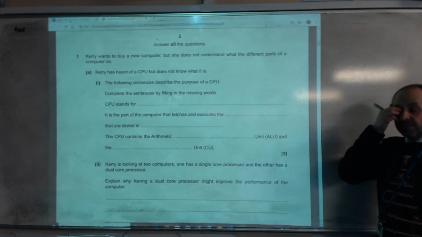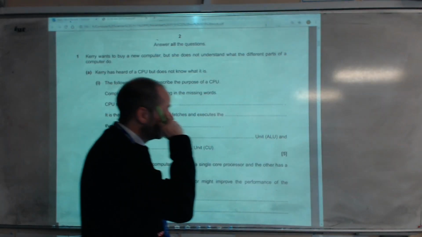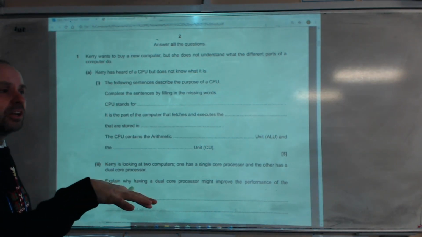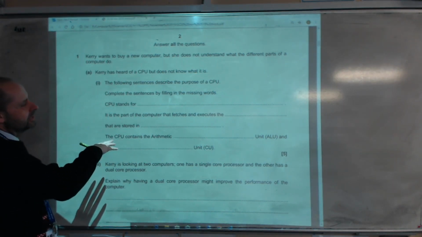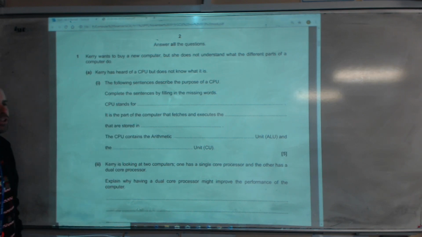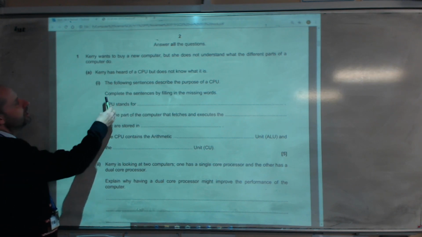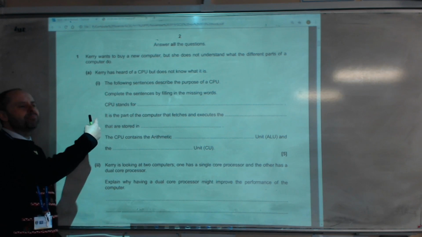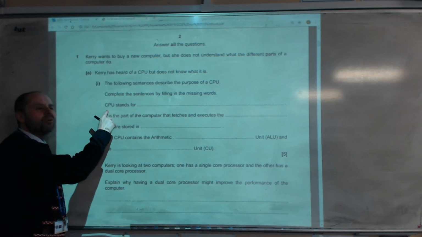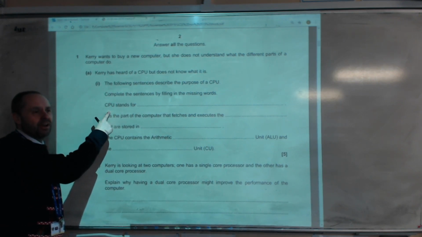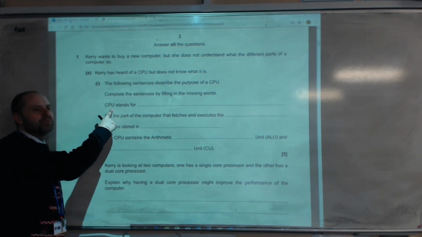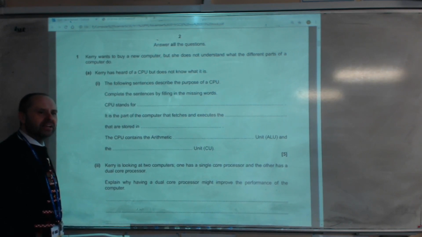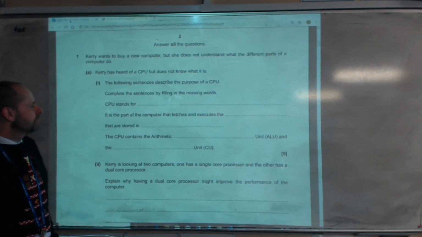Right, okay, so this first question, I quite like this question actually, because they're testing your knowledge, but they're doing it in quite an interesting way. But you can see that they're talking to you about the CPU. So we've got some basic things, but remember we have got to spell these things correctly and say the right thing. Okay, so CPU, Central Processing Unit. Alright, so we've got to make sure we're doing that.